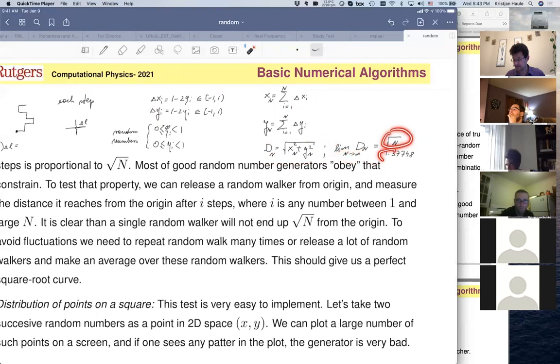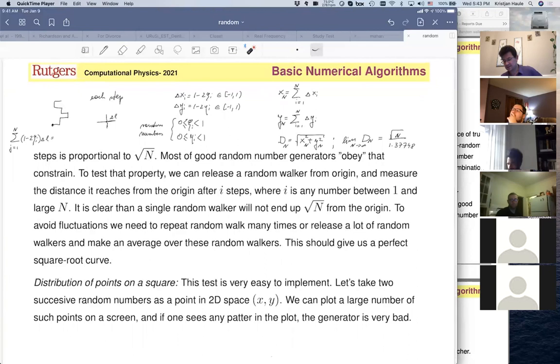And this number, of course, depends on the details of your algorithm. So for this algorithm that I sketched here, it turns out this number is 1.37748, is related to pi, and I think square root of pi over two or something like that. But the details of this number, of course, depend on the exact algorithm that you're using. Here, my algorithm is such that delta xi is uniformly distributed between minus one and one.